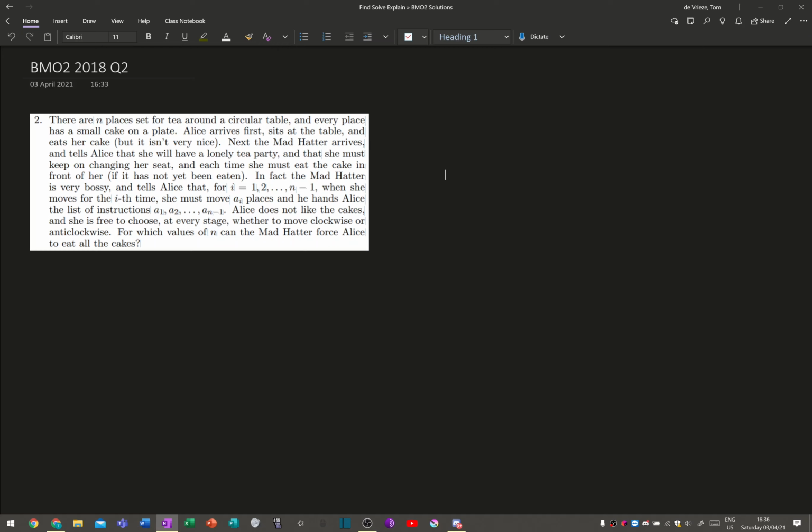Alice does not like the cakes and she is free to choose at every stage whether to move clockwise or anti-clockwise. For which values of n can the Mad Hatter force Alice to eat all the cakes?